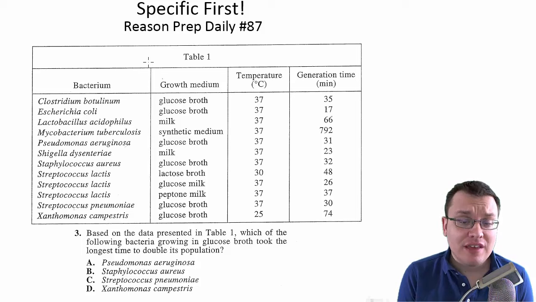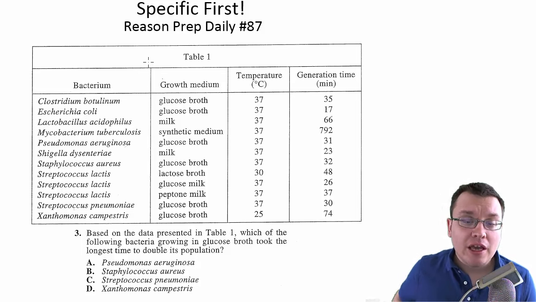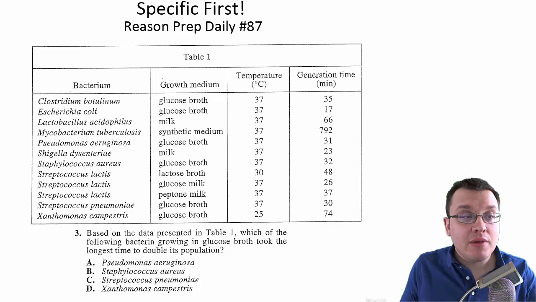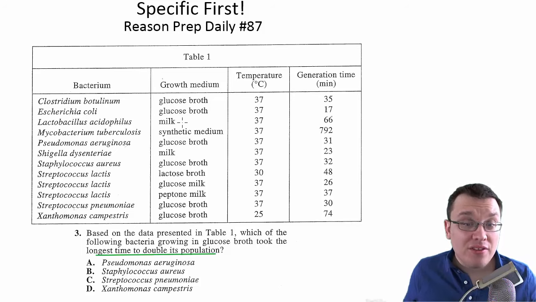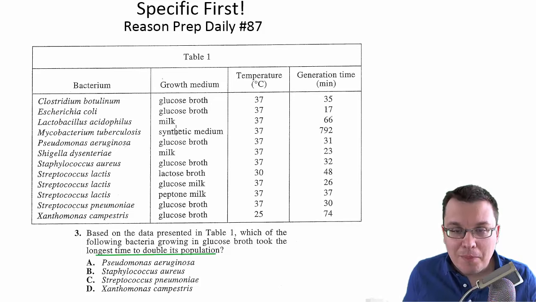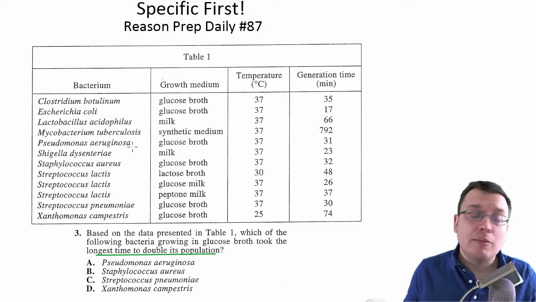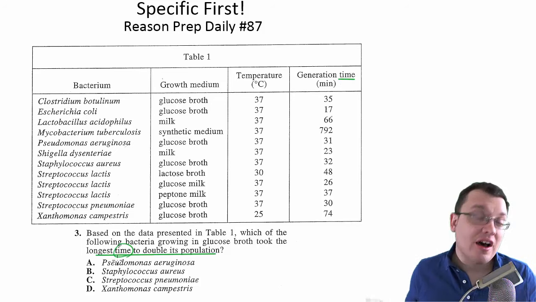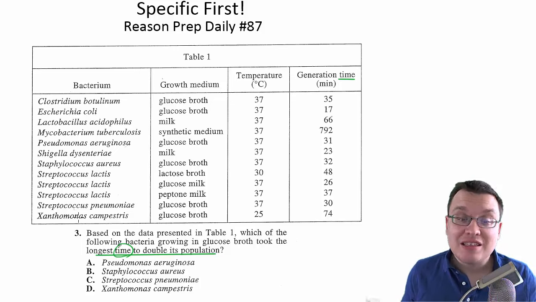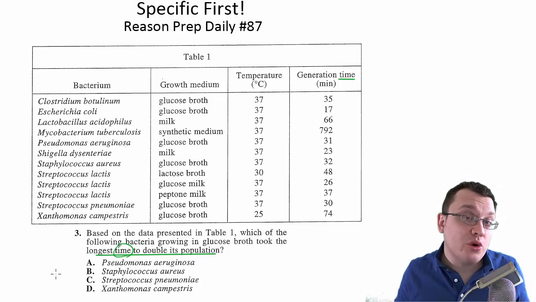Based on the data presented in Table 1, which of the following bacteria growing in glucose broth took the longest time to double its population? We look at our table, we've got bacteria, we've got the different media, the growth media, I guess, right? Glucose broth, milk, etc. Temperatures, and then generation time in minutes. So notice nothing here says anything about doubling population, but we do have the word time, which matches up with the time in the question. So most likely, this generation time has something to do with the time it takes for it to double, right?